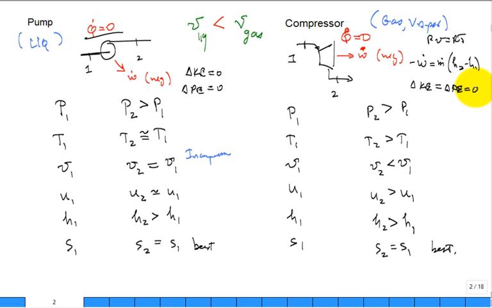So now we go and we say, the equation that we just had, the W min, the minimum work, meaning it's internally reversible flow through that device.